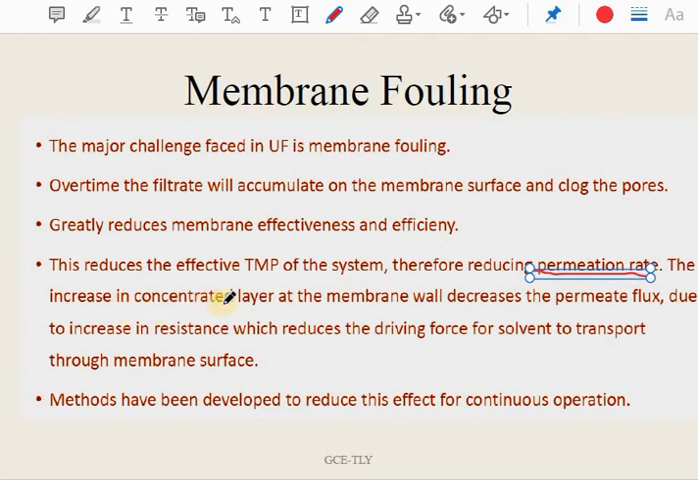The increase in the concentrated layer at the membrane wall decreases the permeate. This is due to the increase in the cake resistance, the resistance offered by the particles which are settled over the membrane, and it reduces the driving force for solvent transport through the membrane surface. Many methods have been developed to reduce this effect for continuous operation. One such method is adopting cross-flow filtration instead of dead-end filtration.